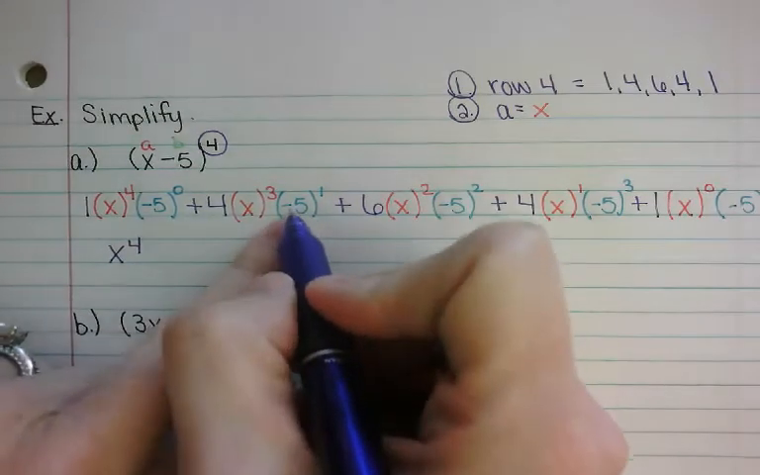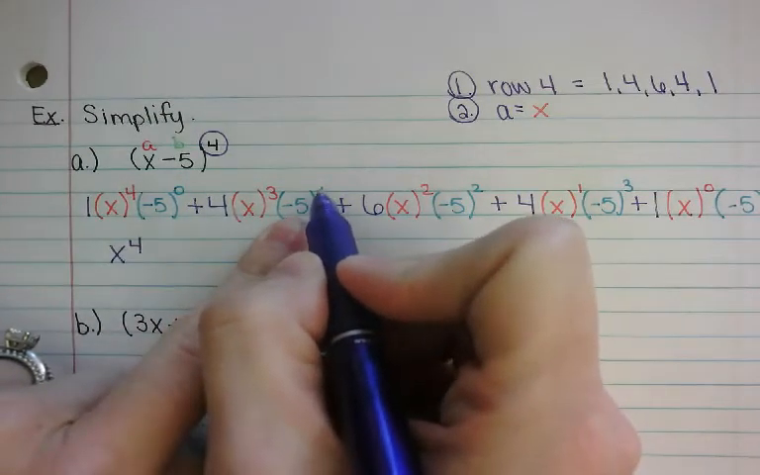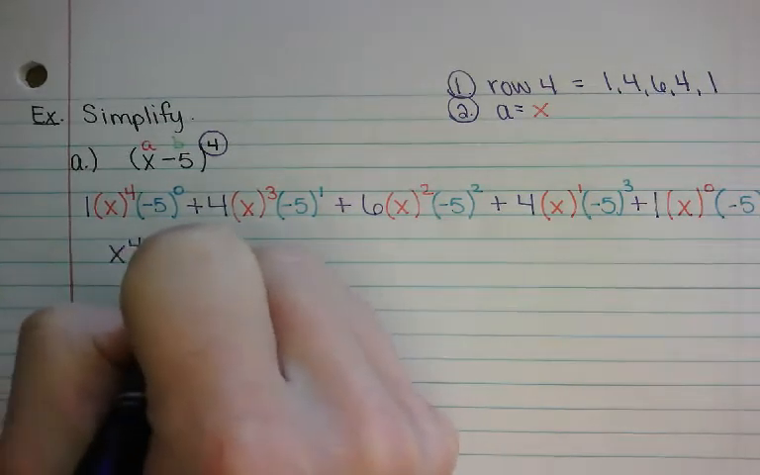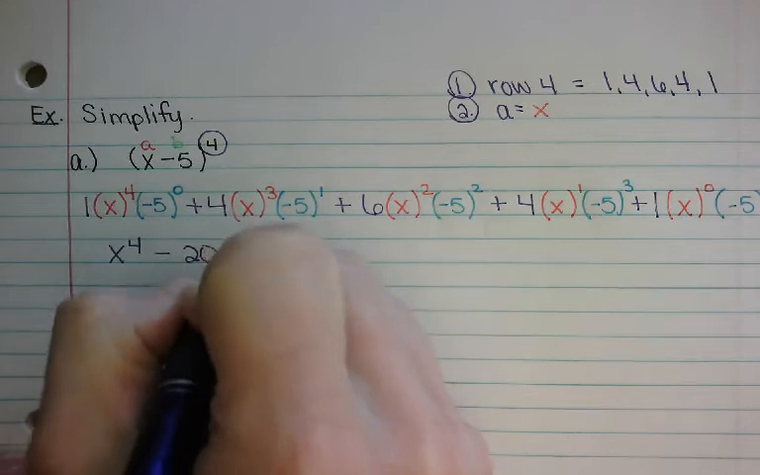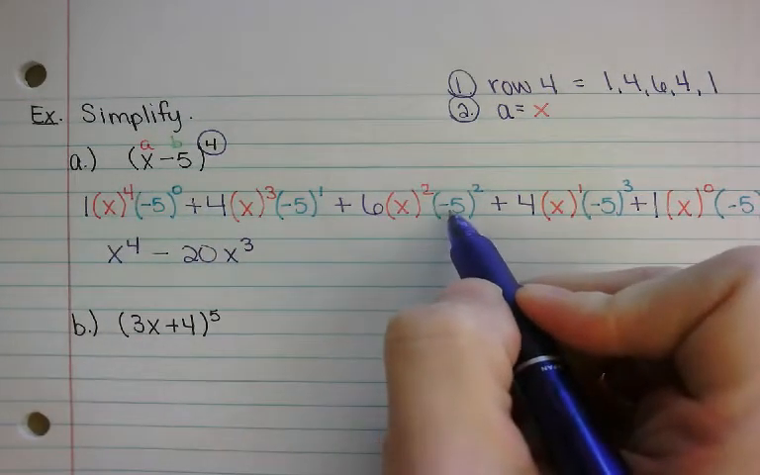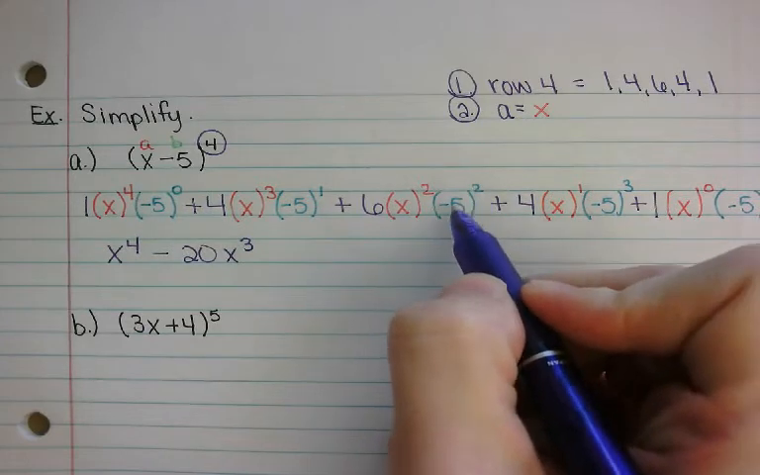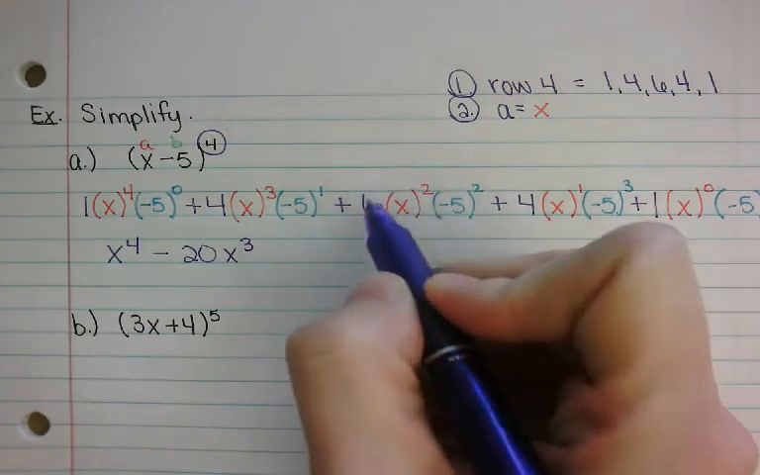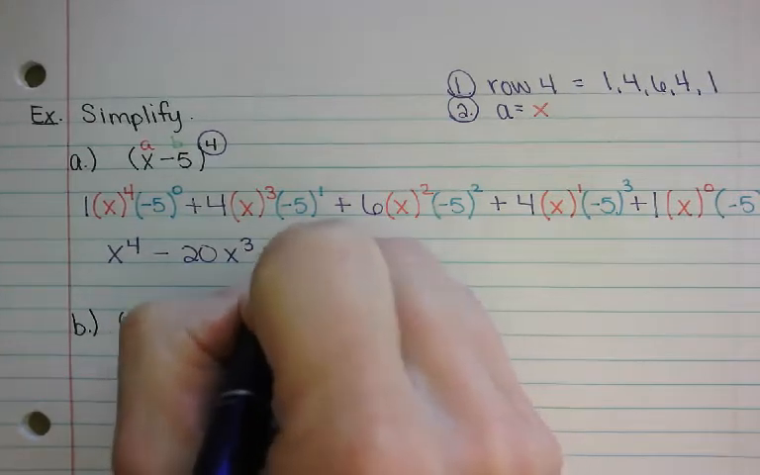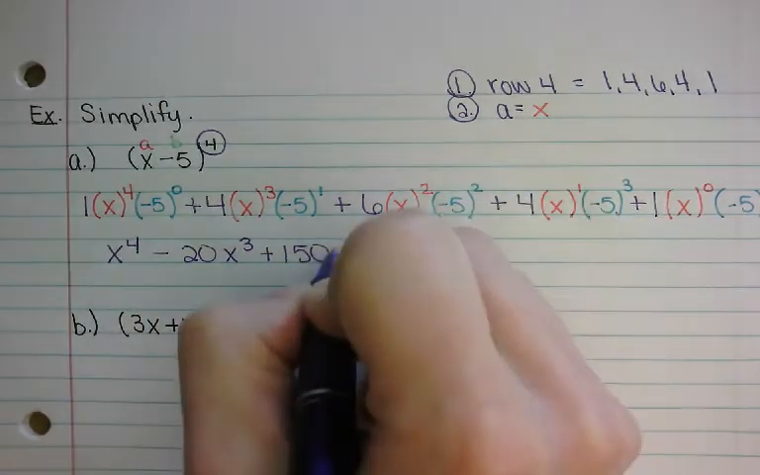Okay. Here I have -5 to the 1st times a 4, so that gives me a -20, and then the x is cubed. Looking here, I have -5 squared, which is 25, and 25 times 6 is going to give me 150, and then the x is squared.